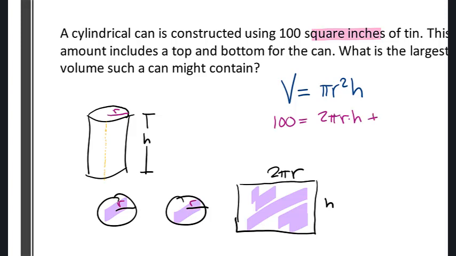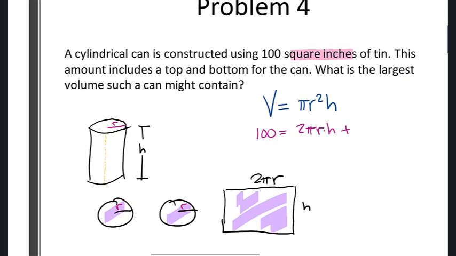There we go. Plus, right? And then we have 2 circles. And the areas of circles, we got 2 of them. So let's write 2 times the area of a circle, which is pi r squared. Let's stop for a moment.